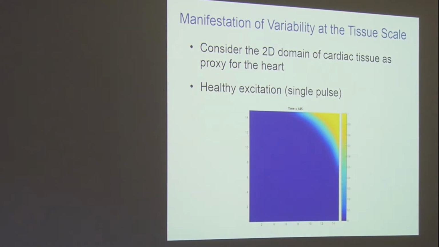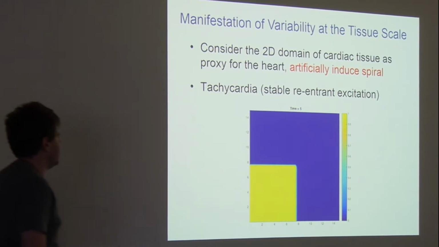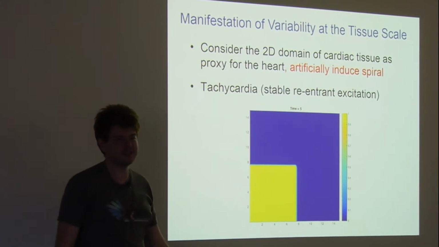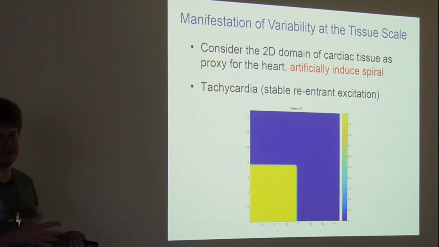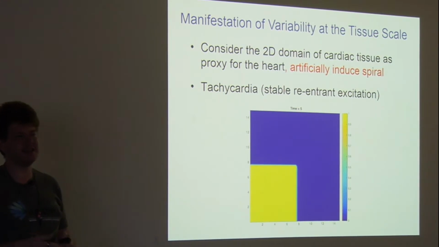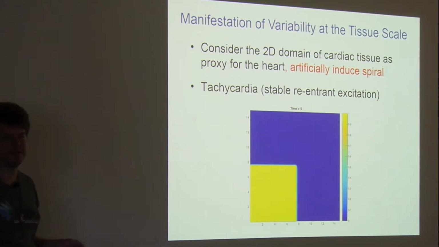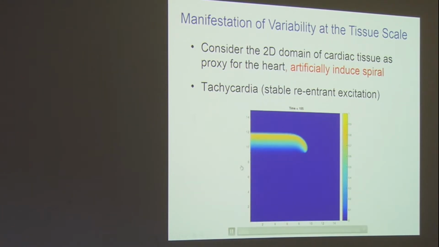That's great. But what can happen is if you have two stimuli that interact with each other in a funny way, and here I'm just calling it artificially inducing the spiral because I'm not going to really go into how precisely we generate it, but in the heart you can have what they call ectopic beats. So you get a little bit of excitation that comes from somewhere else, and then that interacts with the normal wave traveling through the heart, and it can sometimes interact in very funny and dangerous ways. And so you can generate things like this.